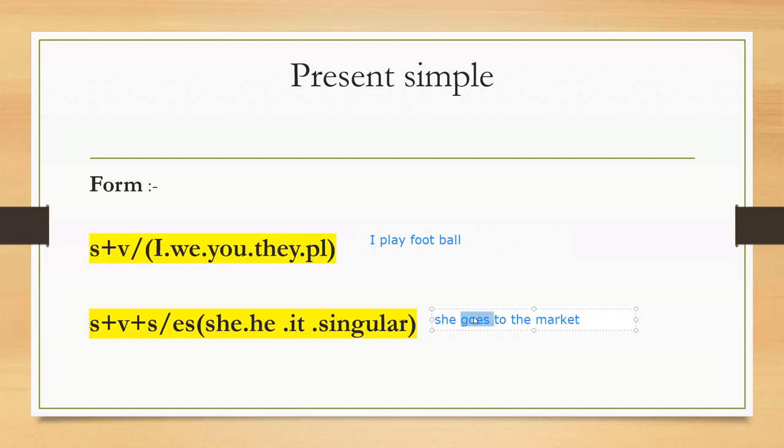Goes. I put E-S, because I have she here. That is, if I found the subject I, we, you, they, or the plural, I will put the verb without s. Verb without S or ES. But if I found the subject is she or he or it or singular, I will put S or ES.